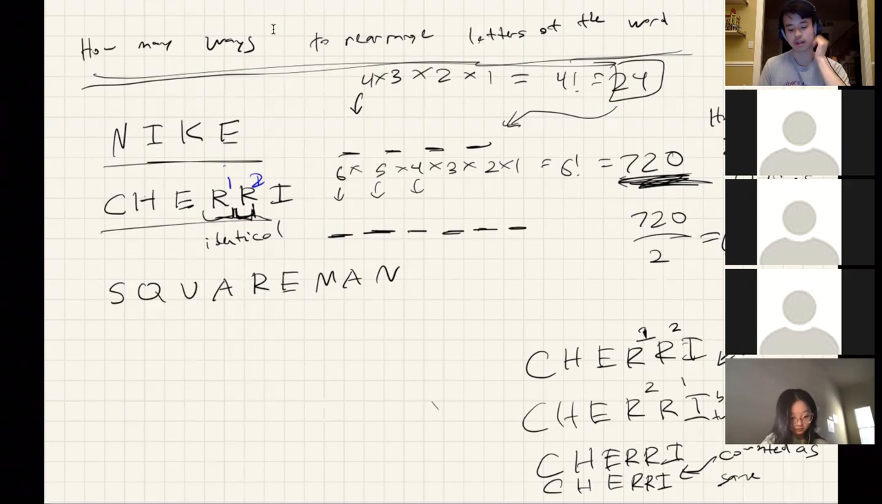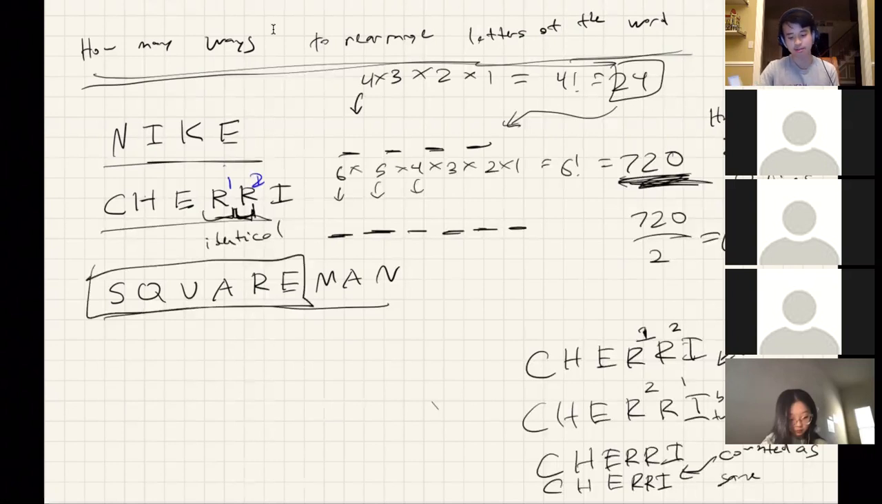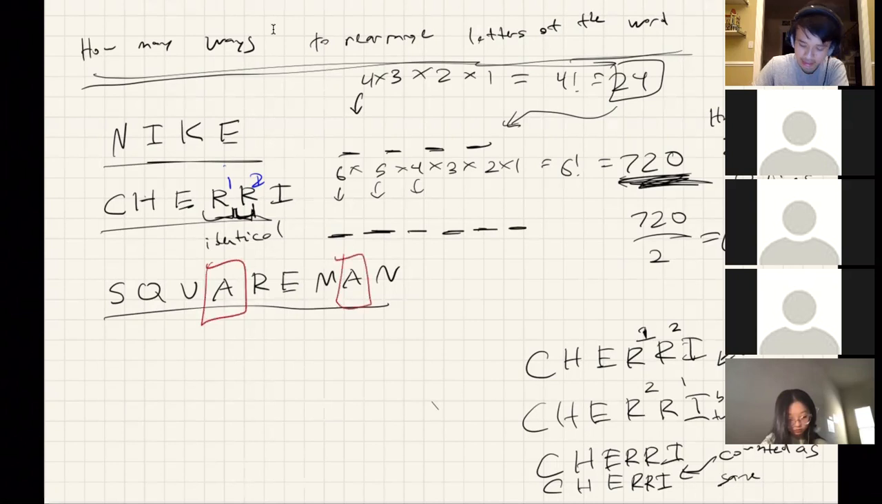So another example, right? Square man. Earlier, when we just had square, the answer would just be 6 factorial, but now we add an extra "man," and it turns out that the letters A and A are duplicated, right? I'll spare you hearing my boring voice say 9 times 8 times 10, whatever.